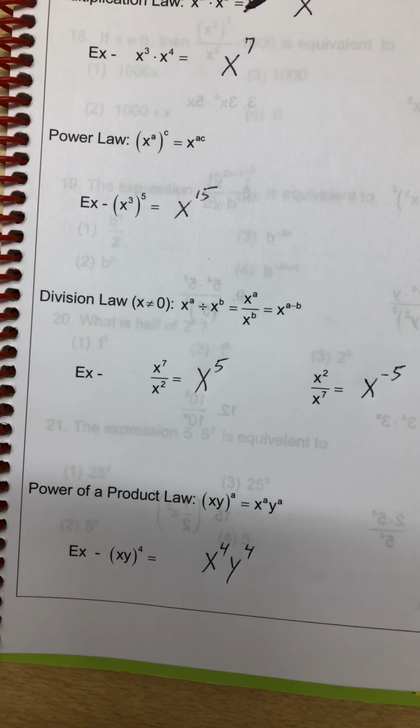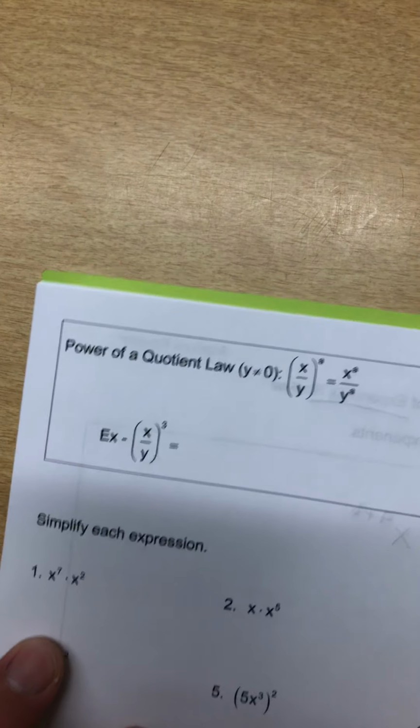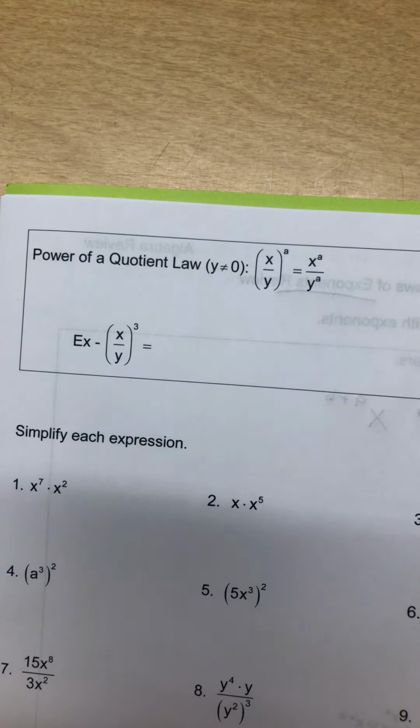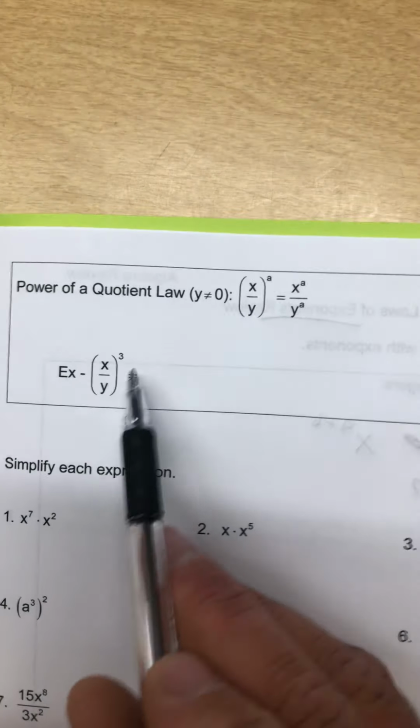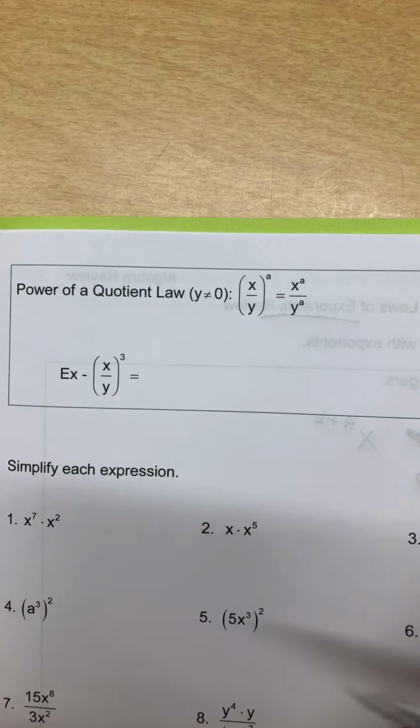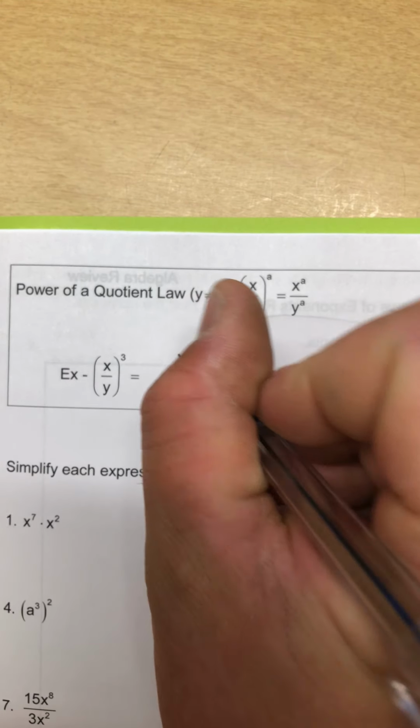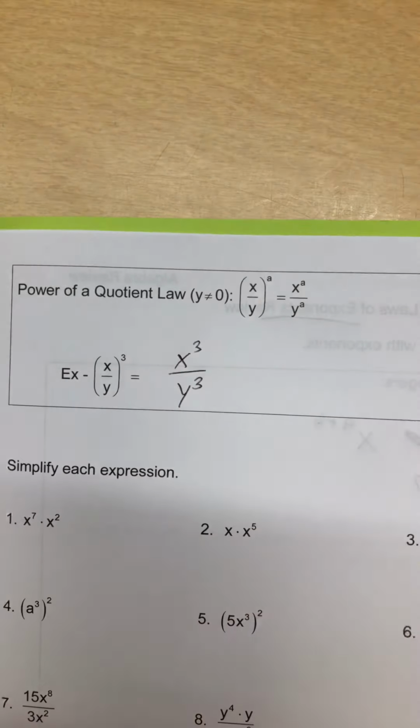All right, those are some basic rules. There's lots of examples on the next page. There's one more, the quotient rule again, I guess. You could distribute that through as well. So if you have x divided by y to the third, that's the same as x to the third over y to the third.